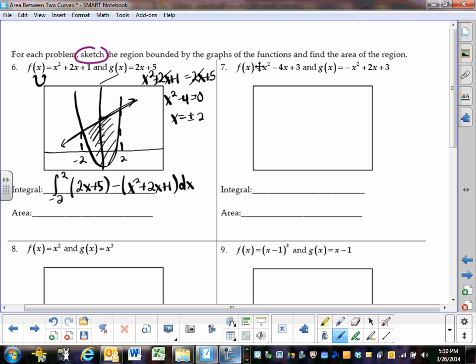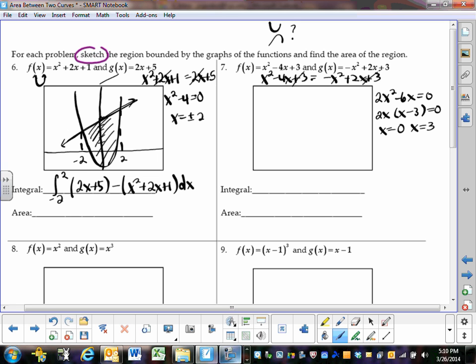Okay, for this one, I have a right side up parabola and an upside down parabola. Let's see if they intersect, because they could miss entirely. If I set them equal, x squared minus 4x plus 3 has to equal negative x squared plus 2x plus 3. The plus 3's are going to cancel. I'll end up with 2x squared minus 6x equals 0. So the GCF is 2x, leaves me with x minus 3. So these graphs are going to intersect at x equals 0 and x equals 3.